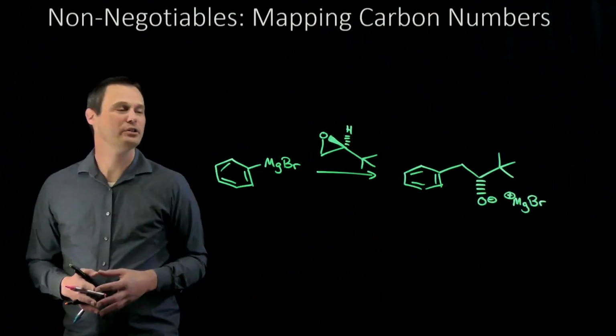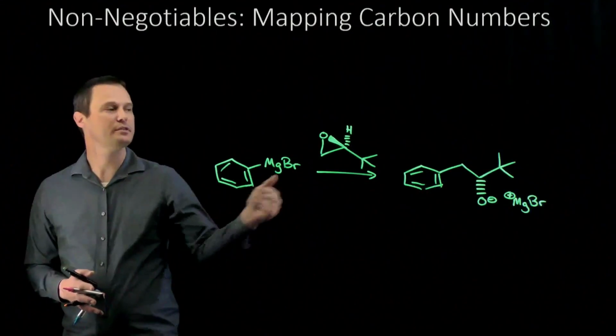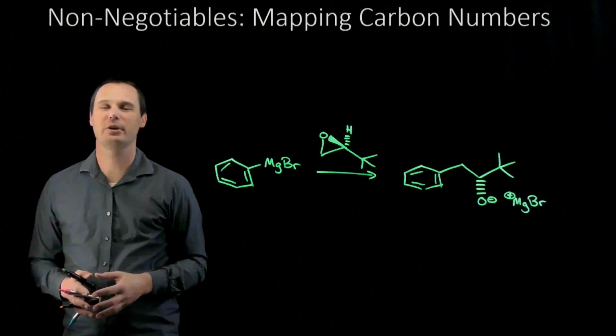Let's move to a little bit higher ninja level. Let's see if you can give these starting materials a numbering system and map those numbers onto the product. Pause the video, see if you can do that.